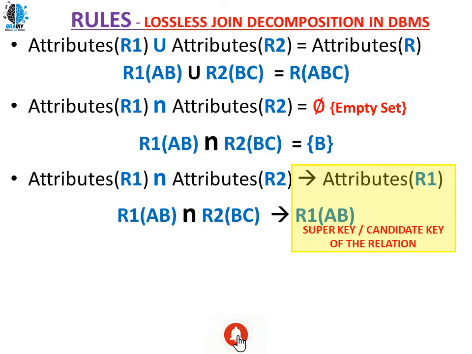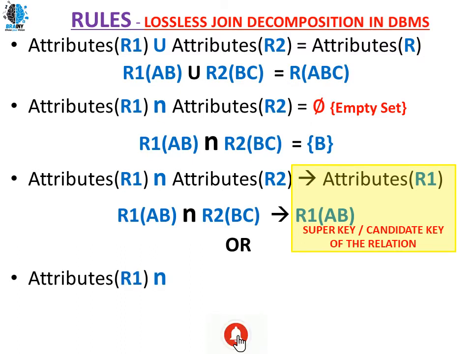This is very important. While joining the decomposed tables into the original table, how can we join them? With the help of a super key or candidate key, we can join them. So the intersection of these two relations should derive the super key of the relation.